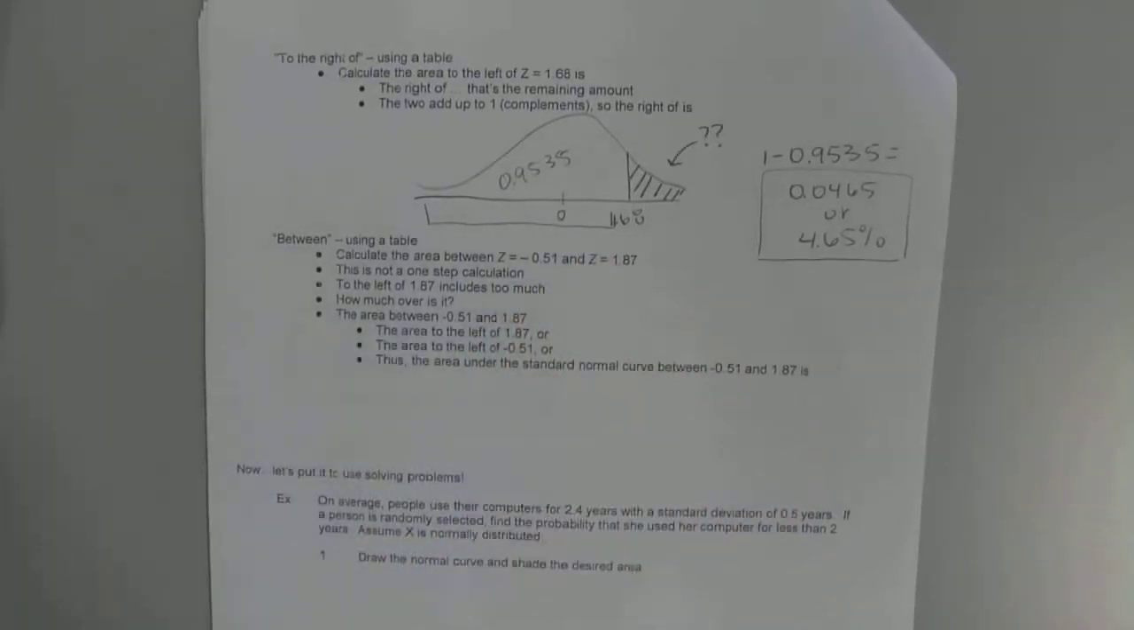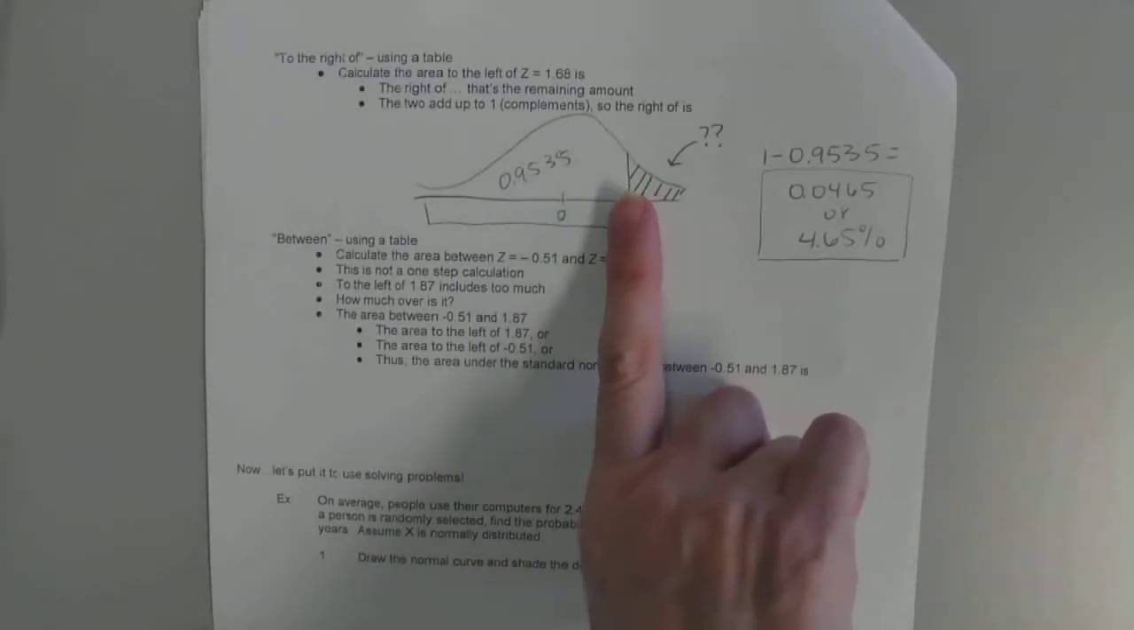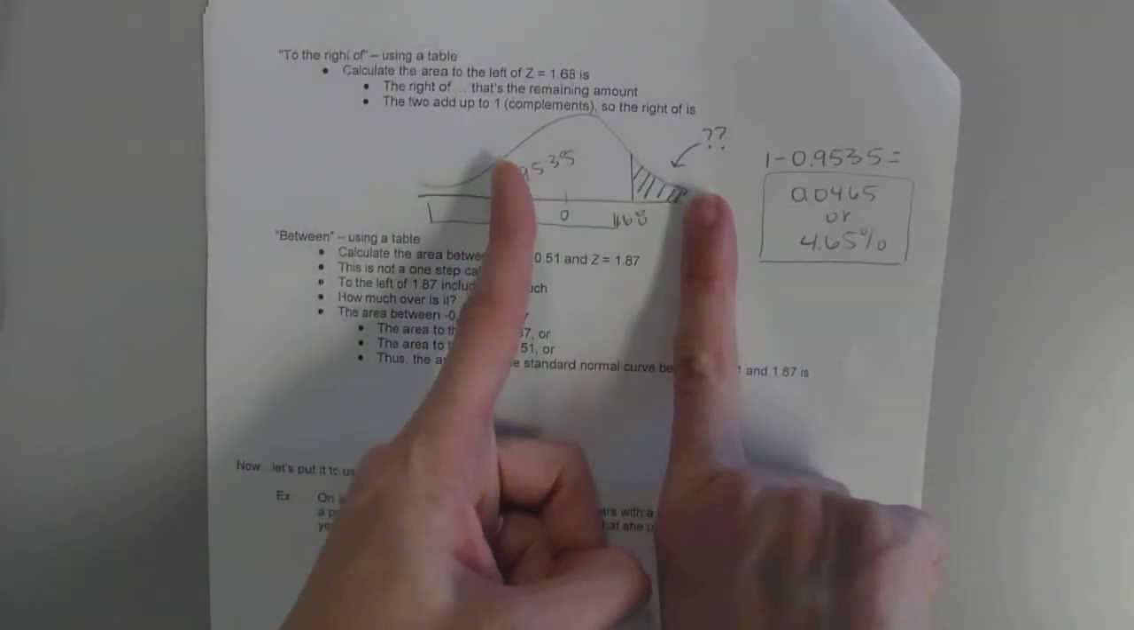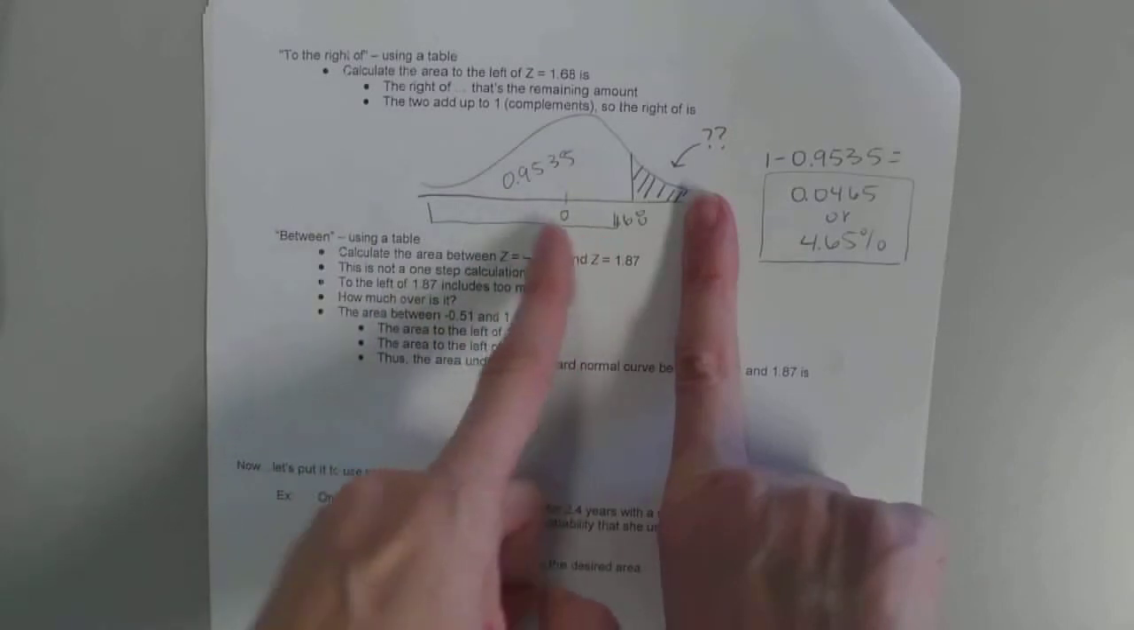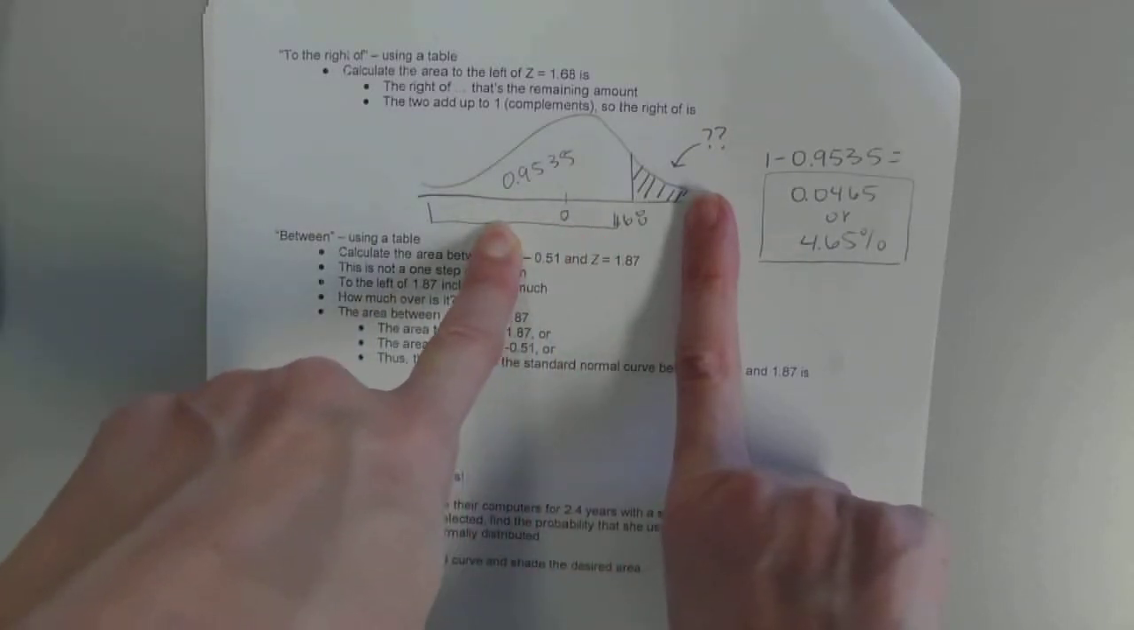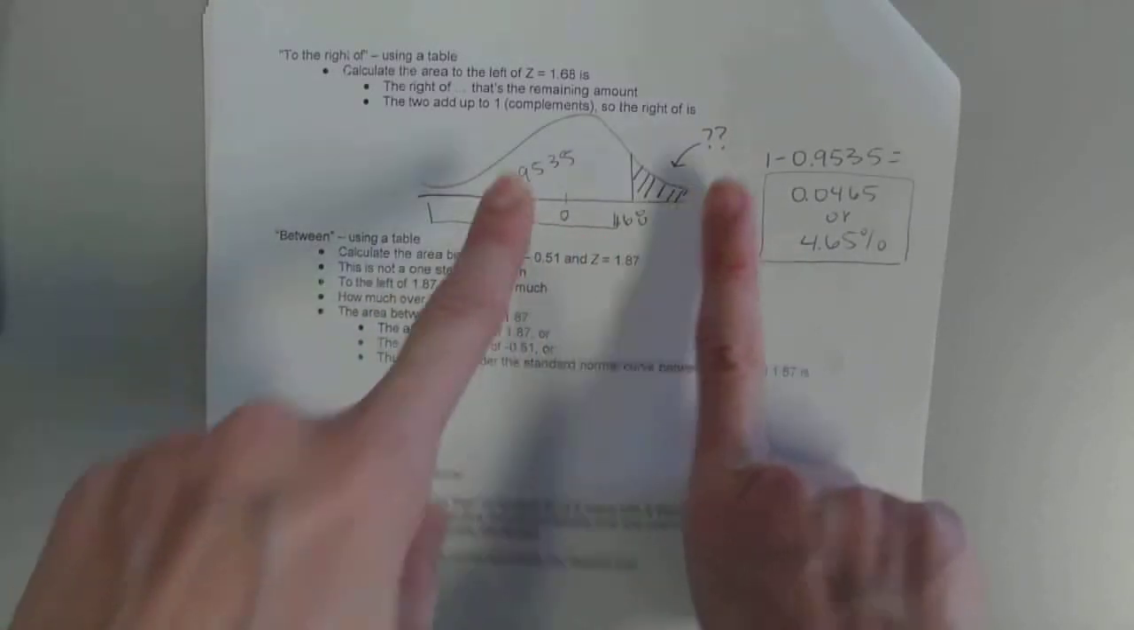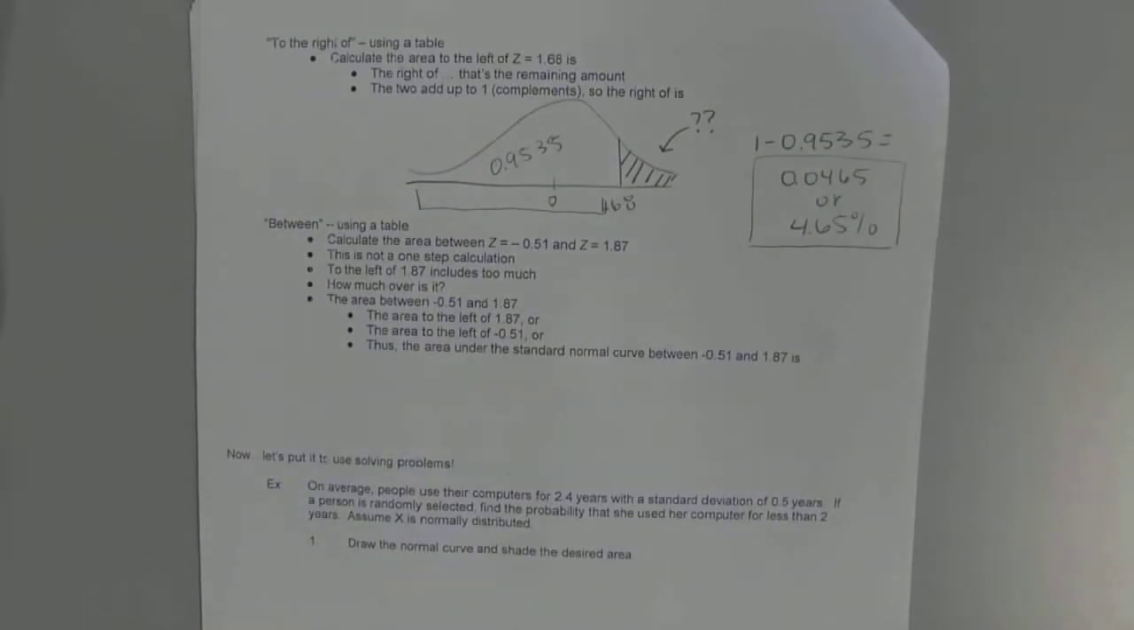What is something we know about our chart? It's symmetric, okay? So if we know the area to the right is here, that's the same thing as the area to the left of what number? Negative 1.68. Look up negative 1.68 on your chart. What do you get? The 465. So anytime you need to find area to the right, you can look up the opposite of your z-score because the tails will be equivalent.